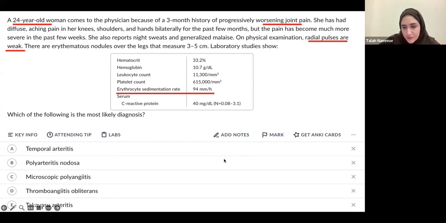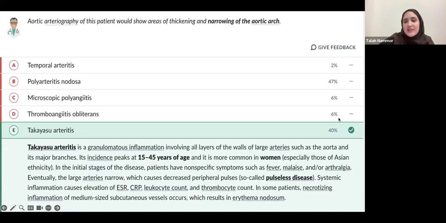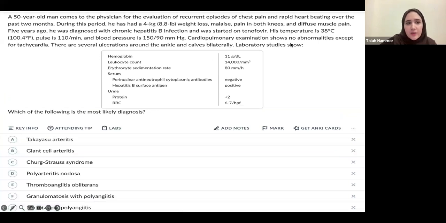Someone said E. Do you guys agree? Takayasu, right, it is Takayasu arteritis because it's called the pulseless disease, and she has decreased radial pulses. And she's a young woman, so it would make sense to have Takayasu as the answer. Amazing, guys. Okay. A 50-year-old, if you guys want to read the question and be interactive with me, I don't mind.